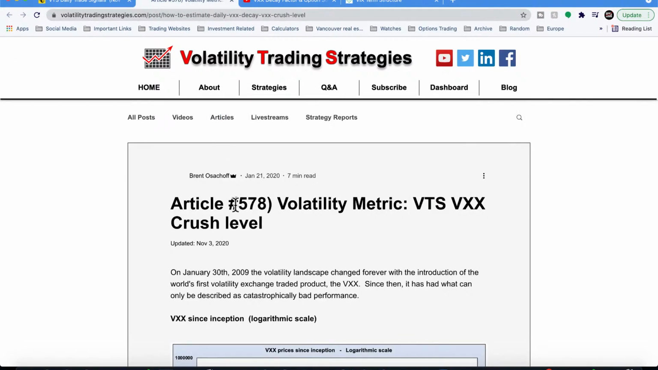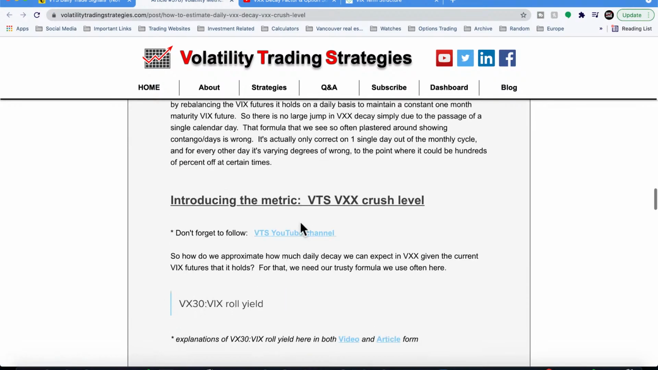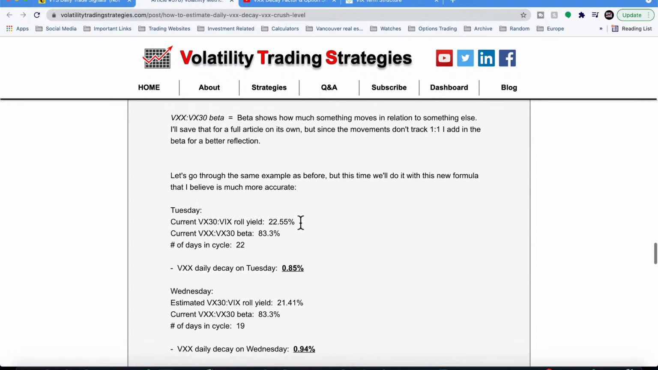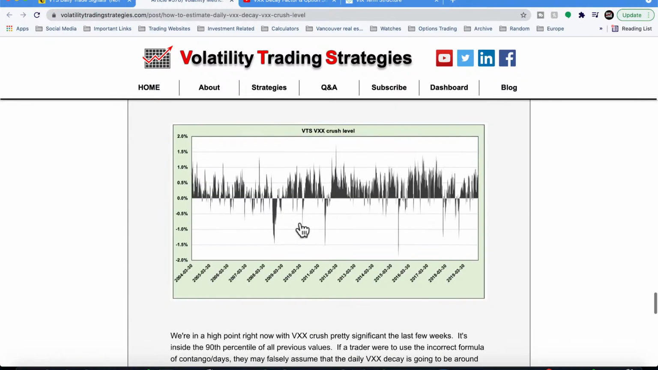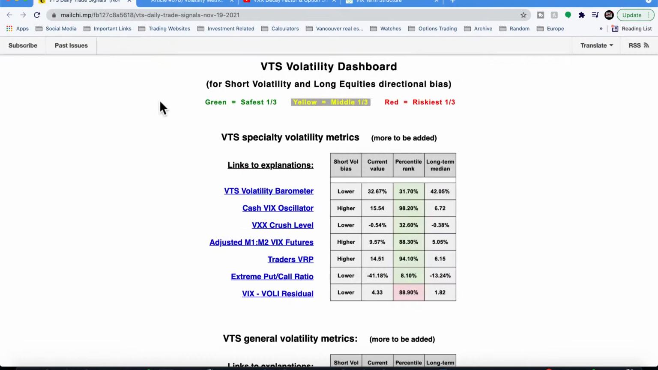Now, if you're curious where I'm coming up with this, if you go on the website and go to the article section, article 578, there is an explanation of this metric. I go through a little bit of the math behind it. You can see some formulas and piece it together if you'd like more information. But the general point is we can determine with pretty reasonable accuracy how much we can expect it to decay on a one-day basis.